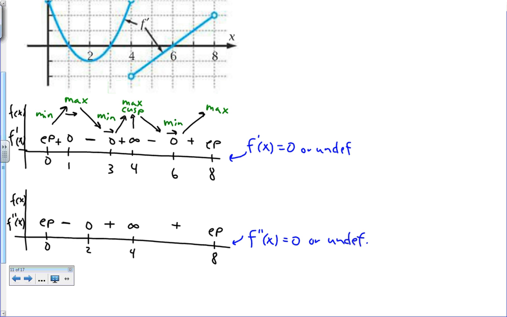All right, so now let's fill in what that means about function f of x and its concavity, remember. So from 0 to 2, this function has a second derivative that's negative, so that means that f must be concave down.